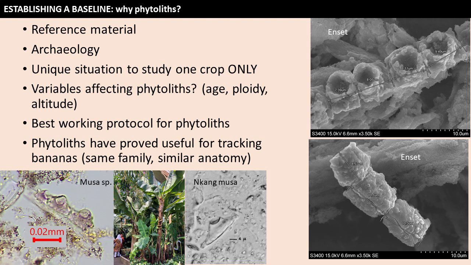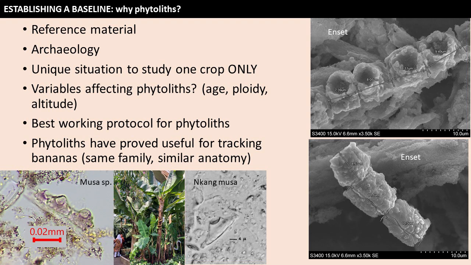Because of that, we think that phytoliths are probably the best approach to try and look for enset archaeologically, because, again, as you have seen, the processing of enset does not actually yield any seeds unless you're looking at wild enset.